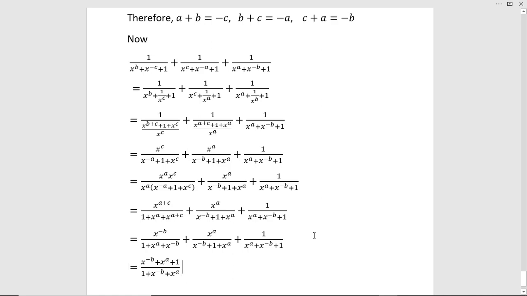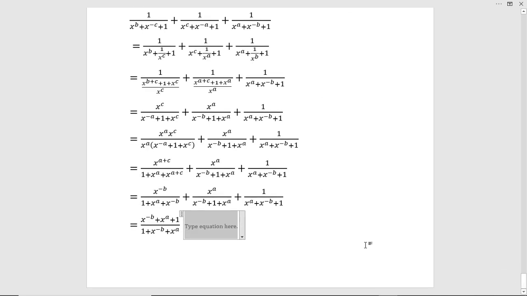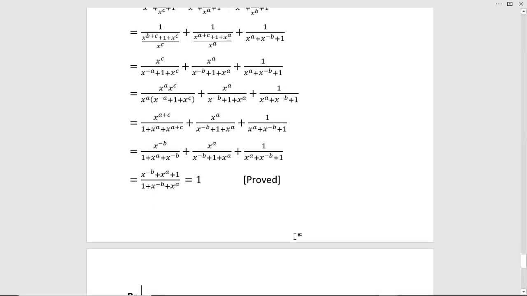So we'll write x to the power b plus x to the power a plus 1 as the numerator, and the denominator is obvious. Now look at here, denominator and numerator are same. So if in a fraction the denominator and numerators are identical, then the value is 1. So this is how we have proved that the given expression is equal to 1. So proved.